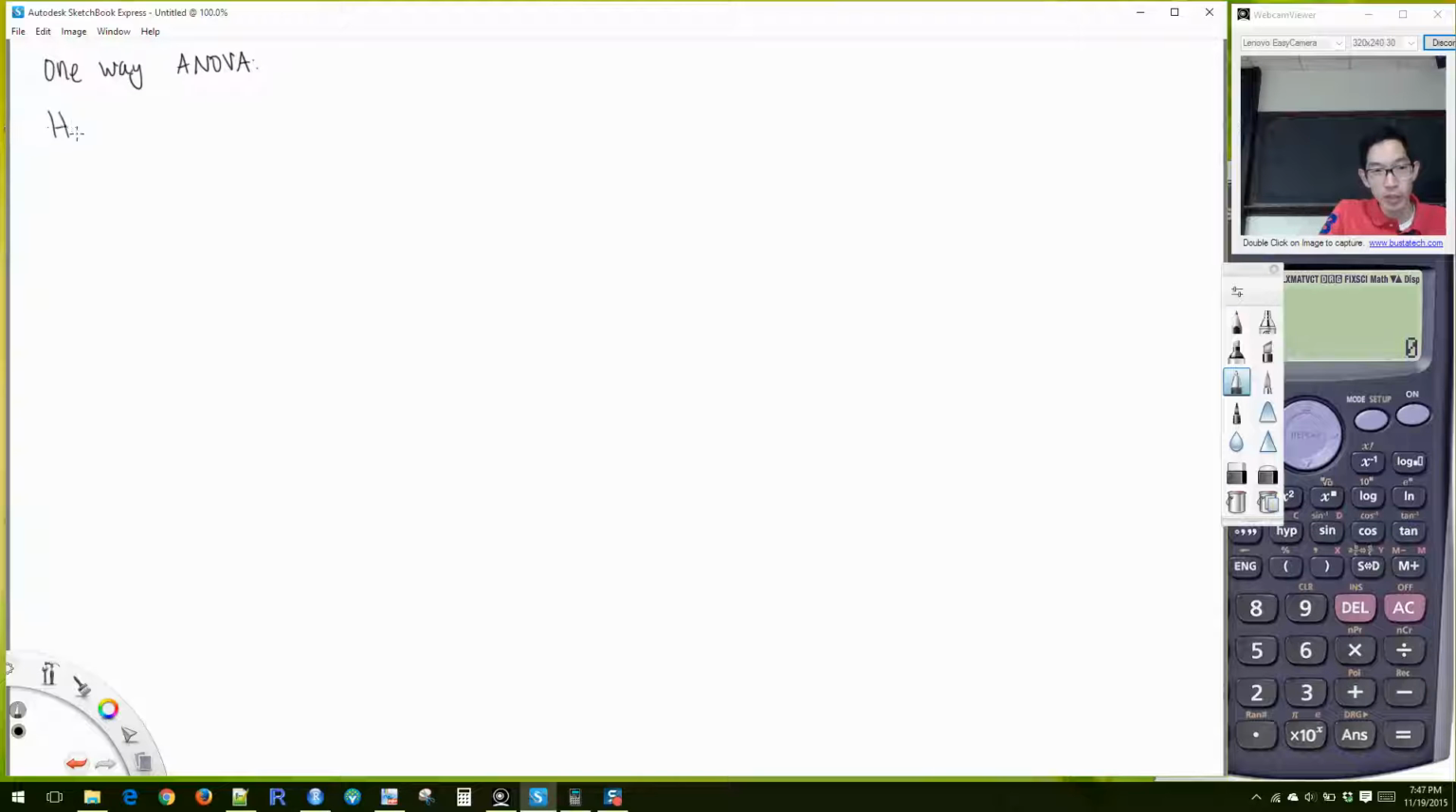The null hypothesis is that mu1 is the same as mu2, which is the same as mu3, which is the same as, okay, so it's saying that the means of all of your groups are the same. This is your null hypothesis. All groups have the same mean.